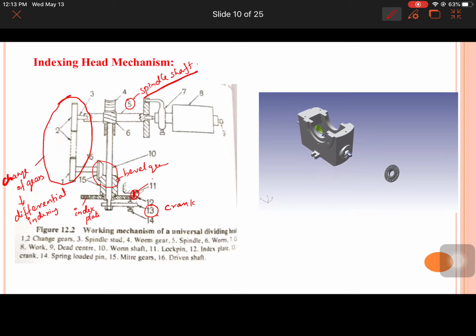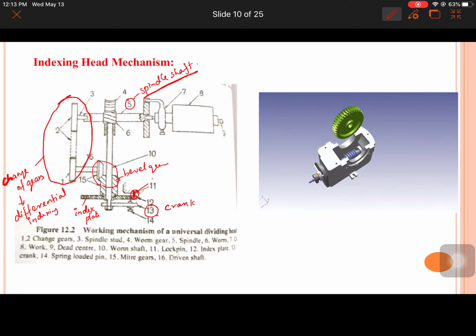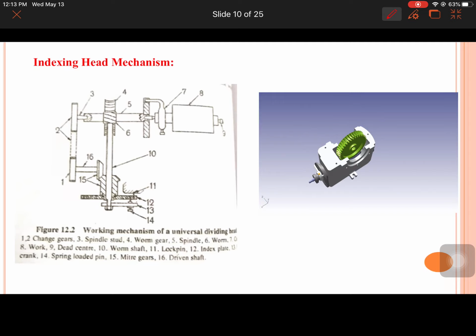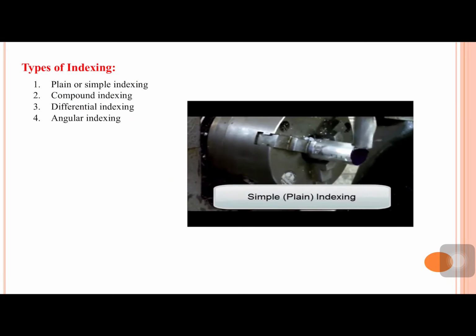That means if the crank is rotating the spindle shaft in clockwise direction, and this index plate is rotating the spindle shaft in anti-clockwise direction, then what is the net effect? That is the subtraction. If the crank pin and index plate are both rotating the work part in the same direction, they will add together to get the desired rotation at the work part surface. These are the points you need to understand whenever you are learning the indexing head mechanism. So first let us understand what the types of indexing are.